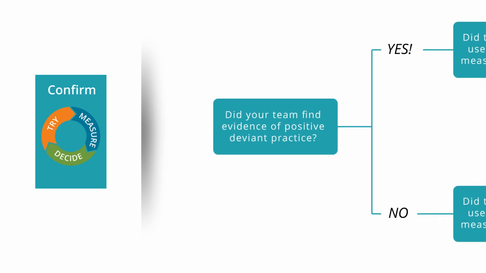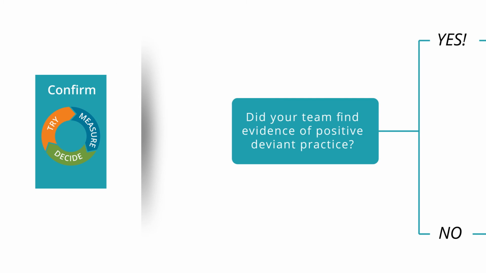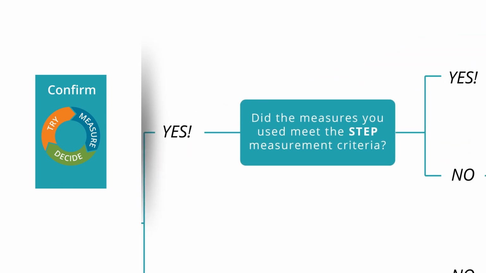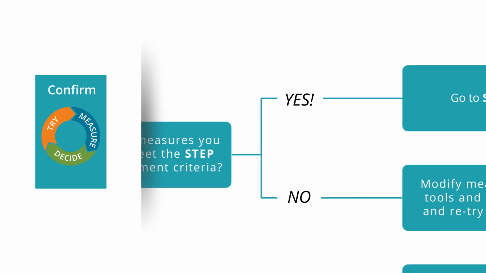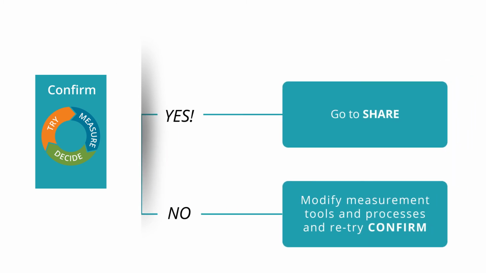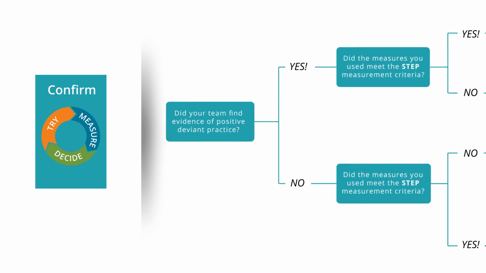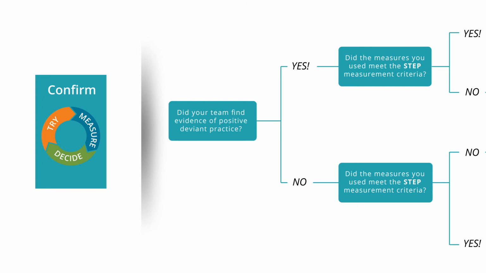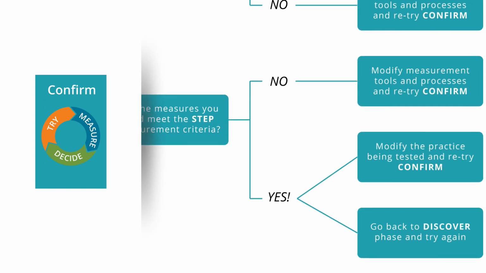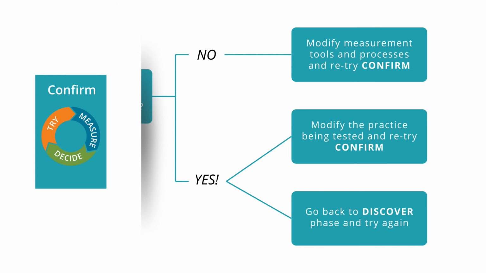You may find evidence of positive deviant practice on your first attempt. If so, make certain that evidence meets the STEP measurement criteria and proceed to the Share phase, celebrating your success. Quite likely, however, you may find that you are not confident that you found evidence of positive deviance at first. If that's the case, you may need to refine your measurement approach, or if your measures met the criteria, but you found evidence that the practice wasn't having an impact your team expected, then you may need to modify the practice being tested or go back to the Discover phase and identify different practices to test.